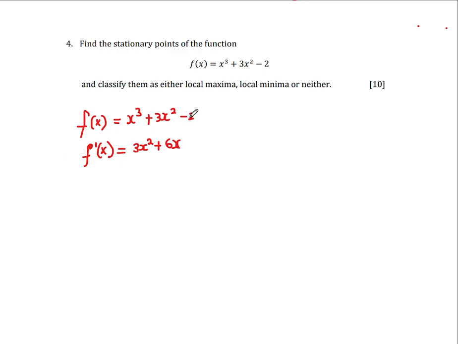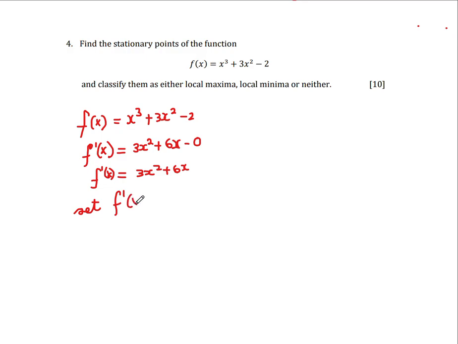And when we differentiate the constant of negative 2, we will get 0. Okay? So when we differentiate any constant, we get 0. So we are essentially therefore left with f prime x equal 3x squared plus 6x. That's what we're left with. And in order to find the stationary points, what we're going to do is that we're going to set f prime x equal to 0.